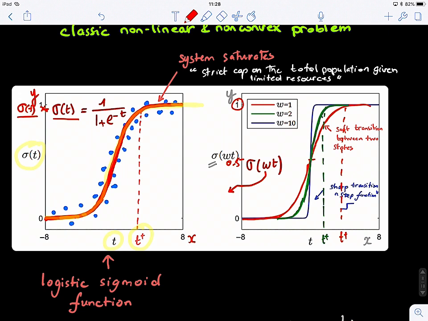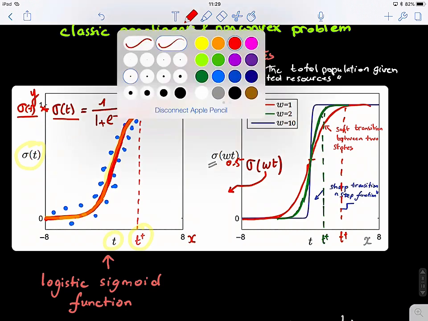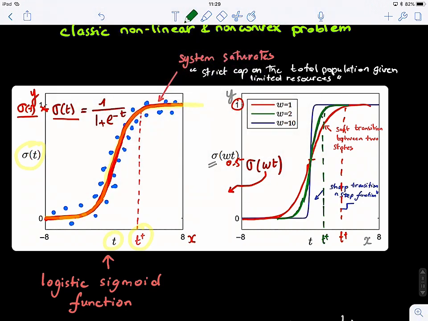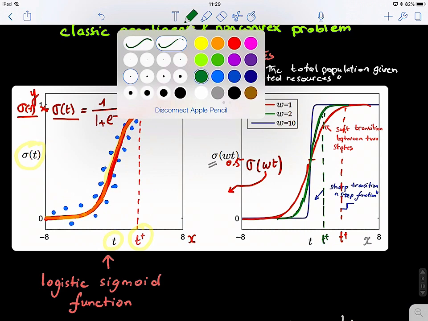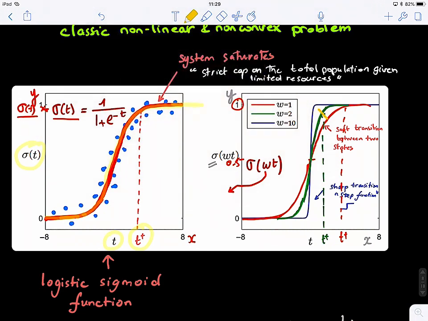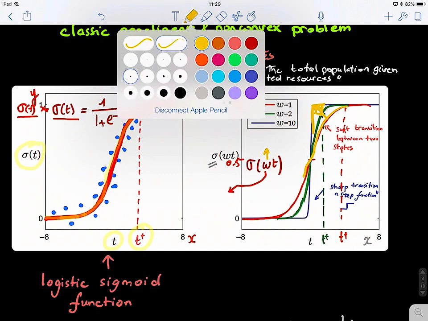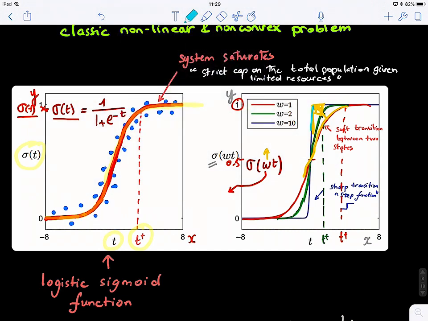Okay, so which means that we say the system saturates faster, and the transition becomes sharper. You can see when we go from the red curve to the blue one, as we increase the W, we are moving from a soft transition, very smooth and soft, to a very sharp one right there. So this sharp transition kind of looks like a step function.